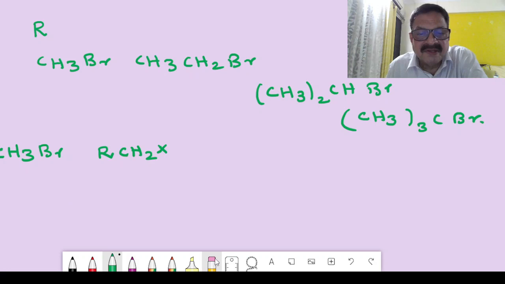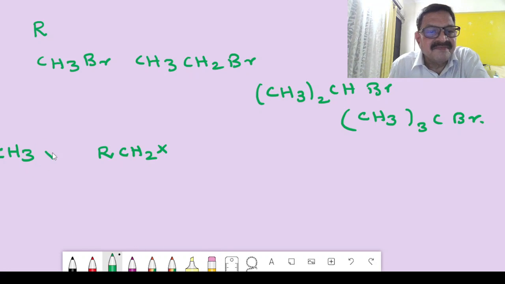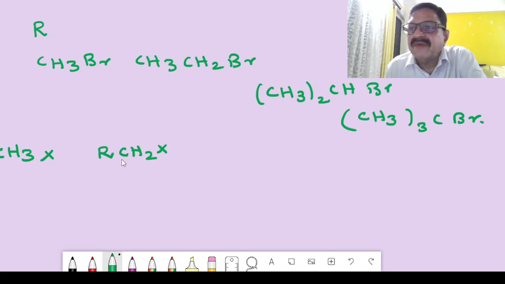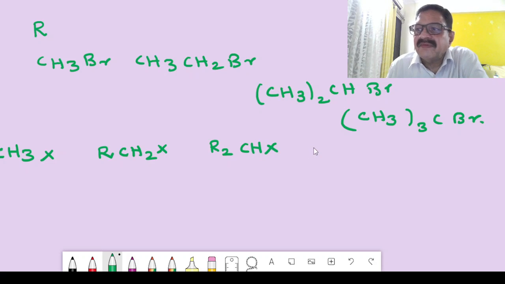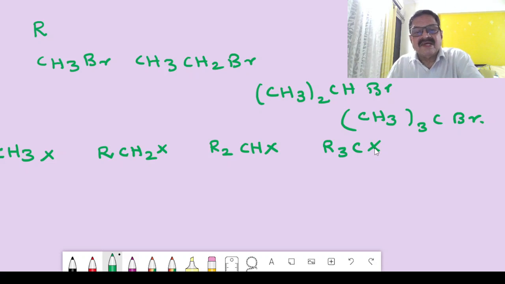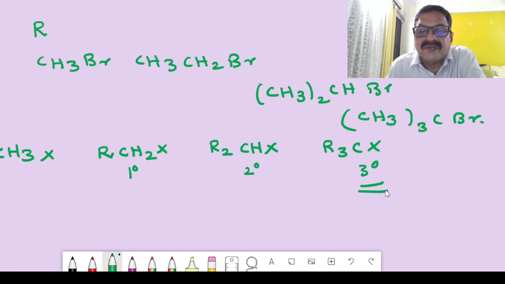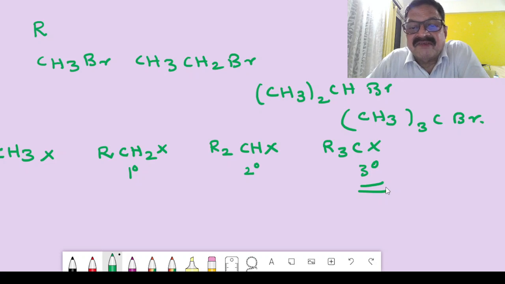So instead of Br, I will put X here. CH3X, then RCH2X, then R2CHX, then R3CX. Now these are the primary, secondary, and tertiary halides. This is the primary one, then this is the secondary one, and this is the tertiary one. Now tertiary compounds do not give Sn2 reactions.